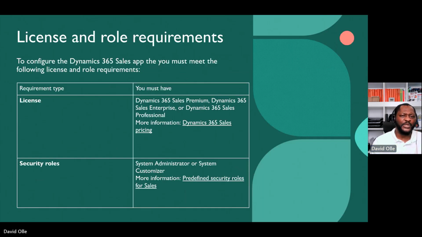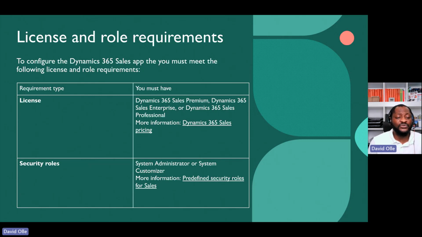Now, remember that there are also licensing and role requirements. Like I said before, if you want to configure Dynamics 365, you must have the Dynamics 365 Sales Premium, the Dynamics 365 Sales Enterprise, or the Dynamics 365 Sales Professional licensing. Of course, you can Google to find out more information about that. With Dynamics 365 Sales Enterprise, you need that to be able to customize and configure the Sales Hub application.